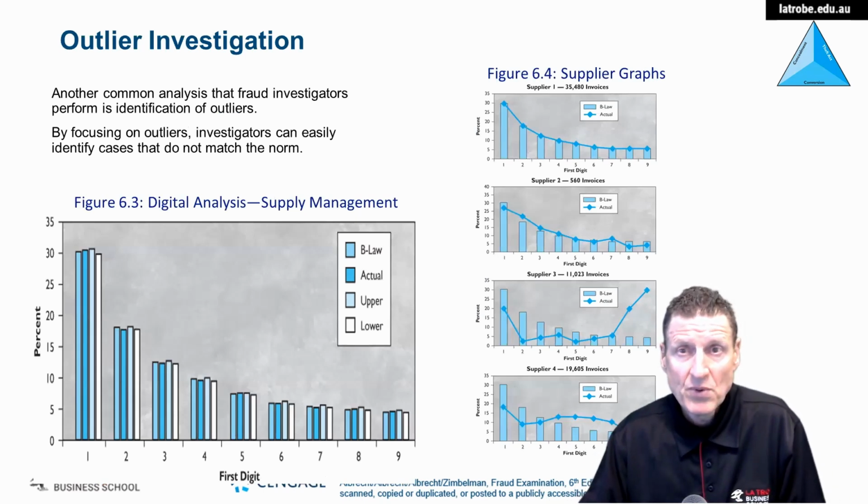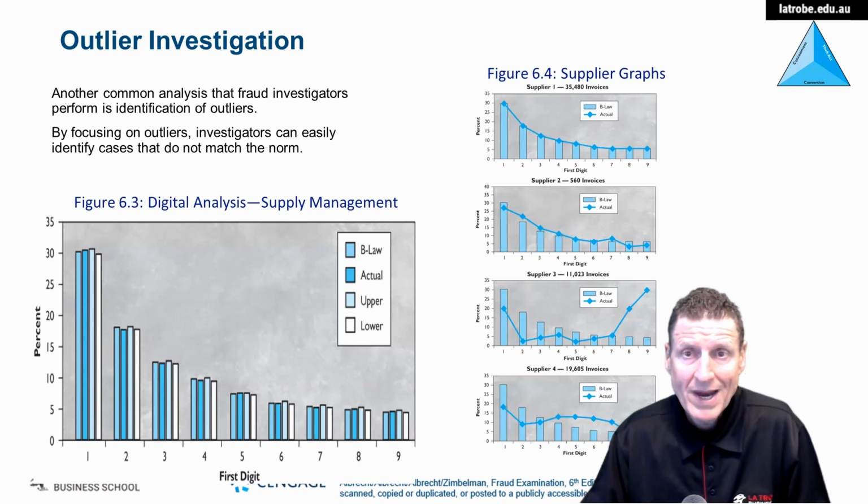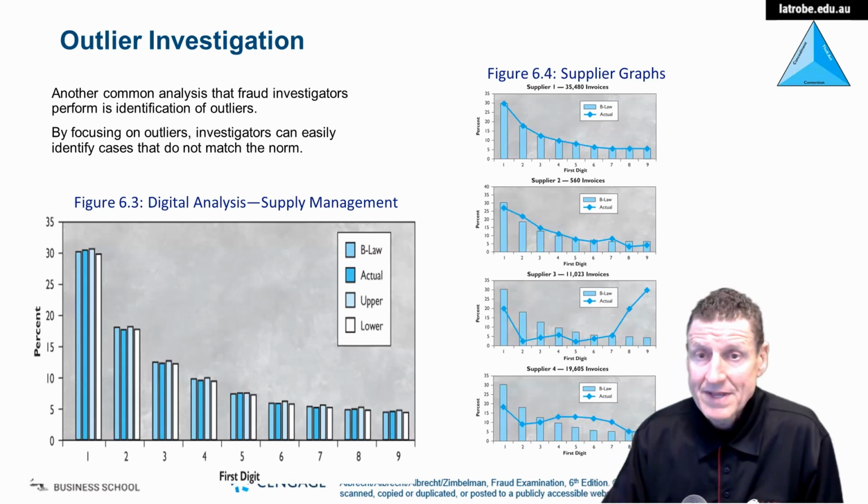So, for example, if we look at the supplier graphs behind me, you can see that if we look at all of the invoices given to us by supplier 1, the first digit is most common, supplier 2 most common. But if we look at the actual data for supplier 3, you can see that over 10,000, 11,000 invoices, notice that digits 8 and 9 appear equally or more common than digit 1.